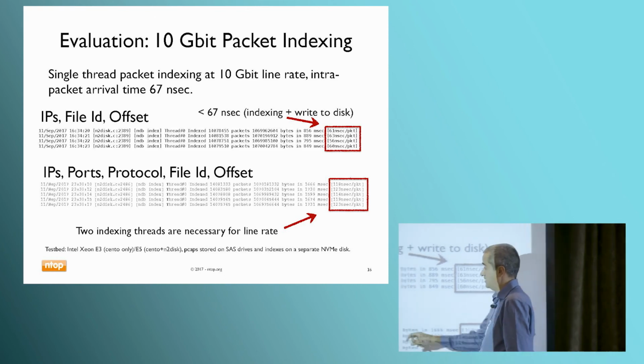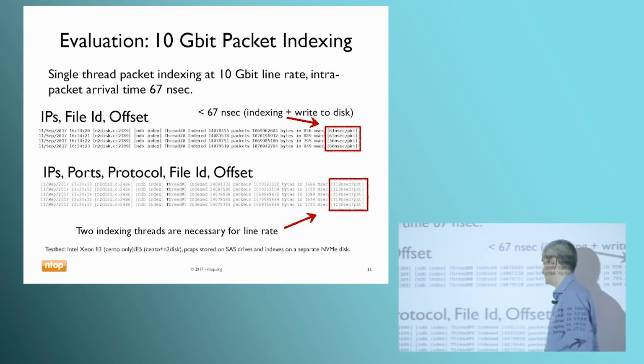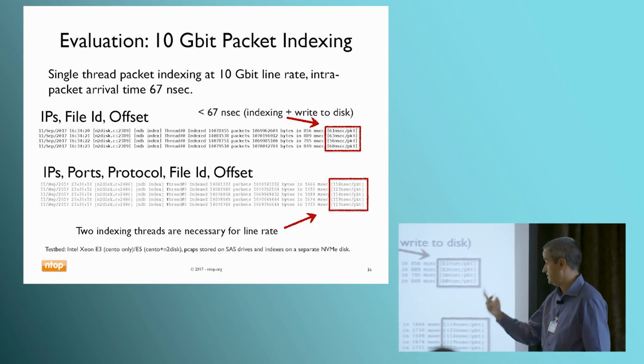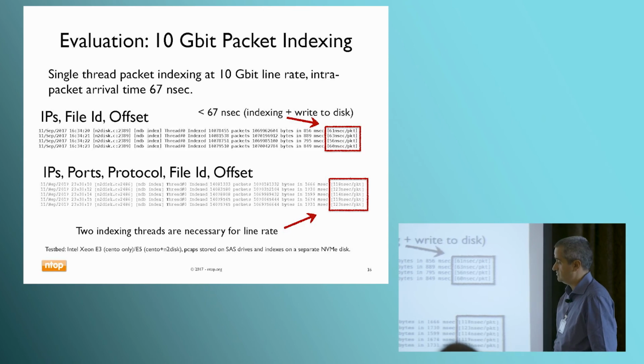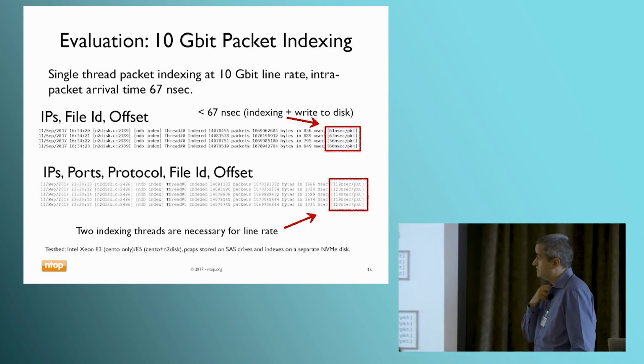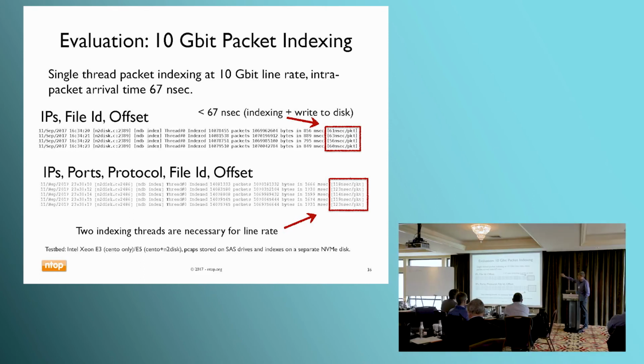If we add other fields, like for instance the port or the protocol, we need a little bit more than that. So it means that we need 2 threads to do that, because this is about, on average, below 120 nanoseconds. So it is really possible to do all this at the same time. Yes, it is possible to create an index.